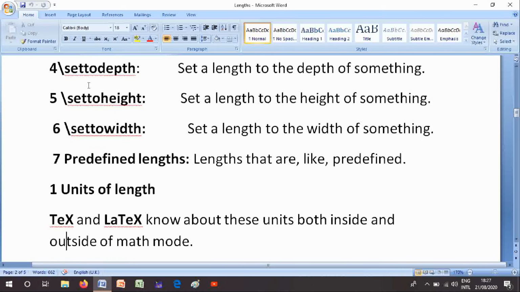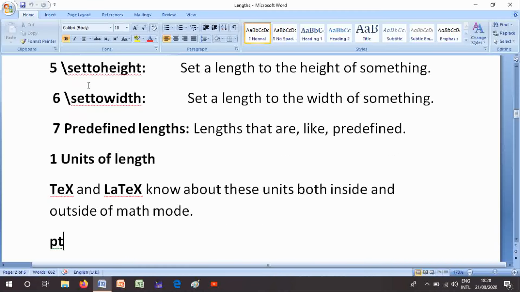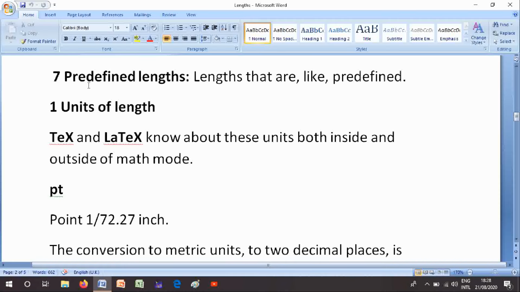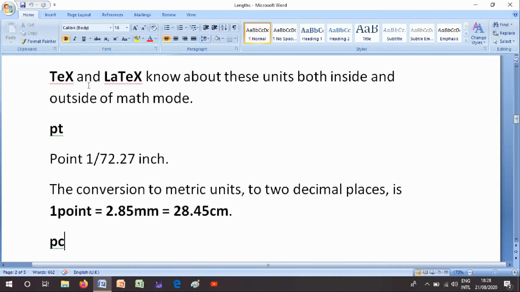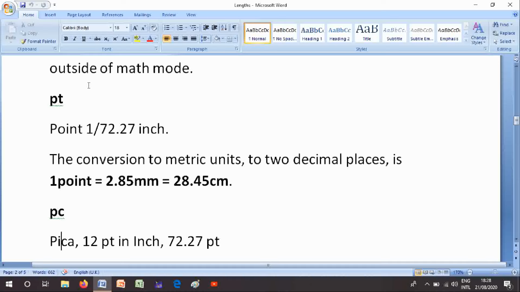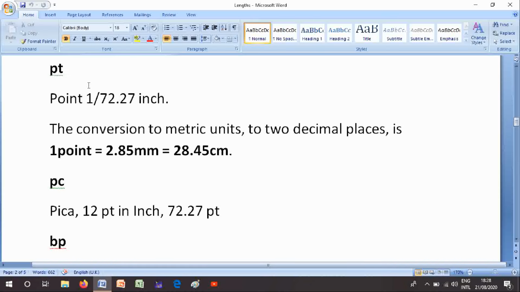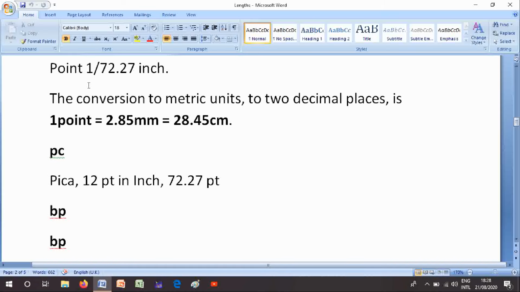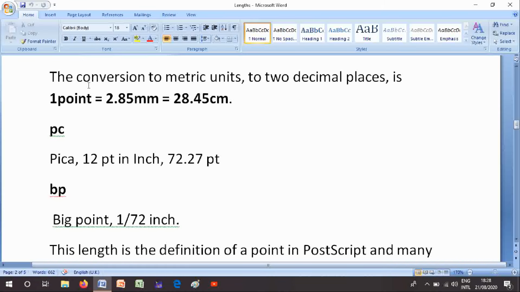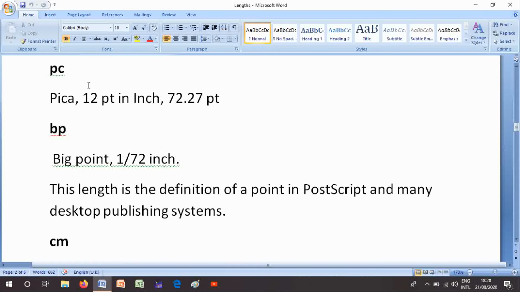Number one, units of length. TeX and LaTeX know about these units both inside and outside of math mode. pt, 1 over 72.27 inch. The conversion to metric units to two decimal places is 1 point equals 2.85 millimeter and 28.45 centimeter. pc, pica, 12 point, in inches 72.27 point. bp, big point, 1 over 72 inch. This length is the definition of a point in PostScript and many desktop publishing systems.